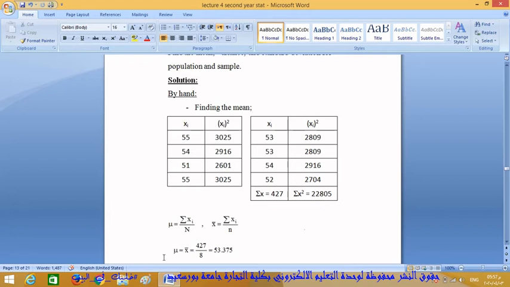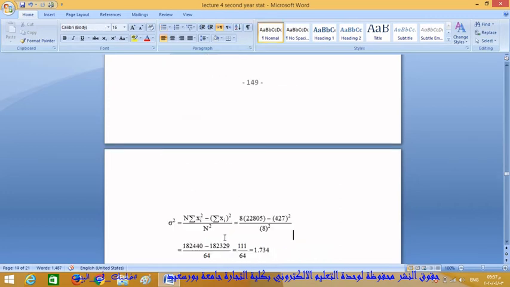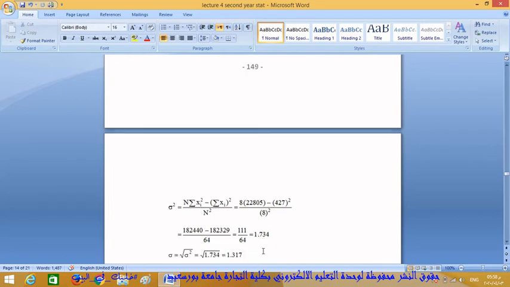Then mu for population equals sigma x over n, and x bar also equals sigma x over n. So mu for population equals x bar for the sample, and each of them equals 53.3. The variance and the standard deviation for population, using n sigma x squared minus sigma x all squared over n squared. So sigma squared equals 1.7, and sigma equals the square root of 1.7, which equals 1.3.